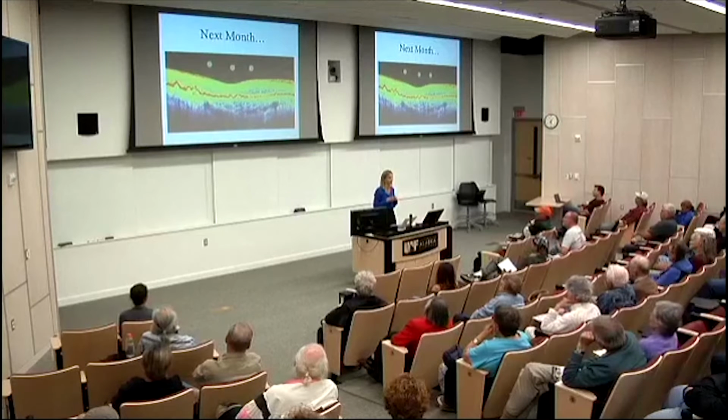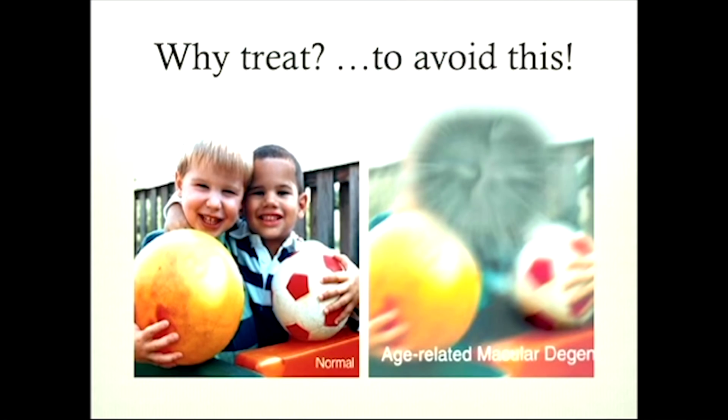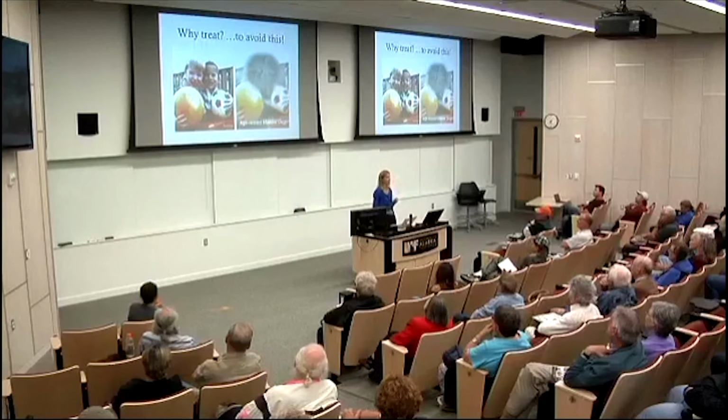Some of them can last a little bit longer, but that's why. So why do we do this? To avoid that. So that's a really good reason to do it. And that is, we know that that is the outcome. We know that untreated macular degeneration leads to severe central vision loss. And with treatment, you can stave that off, that curve of vision loss. You're still going to lose a little bit, but it's a lot flatter, lasts a lot longer.